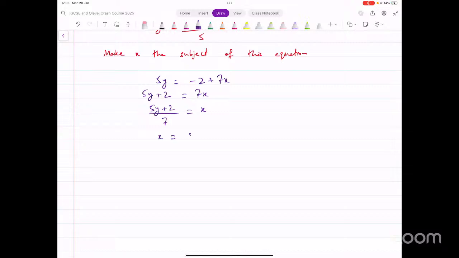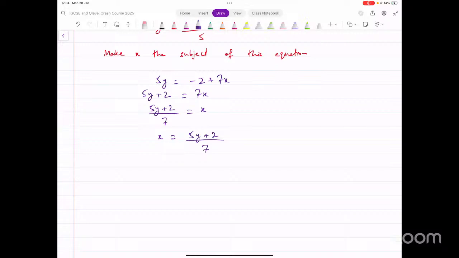Now, you can write it like this if you want. Generally, we write the subject on the left side of the equation. It's not necessary though, but it's a convention that we tend to write the subject of an equation on the left side. So at the end, this is what you can do. You can take x to the other side.